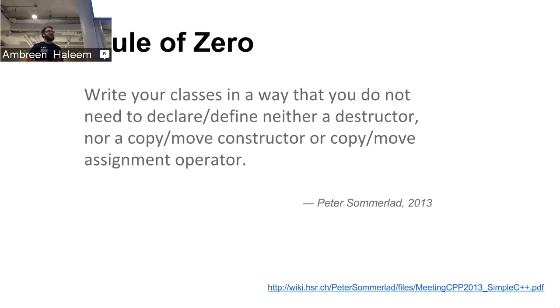The rest of this talk is mostly going to be about where the rule of zero falls down, because if it didn't fall down, you would just use it, and that would be the end of the talk, and it wouldn't be a very interesting talk. Okay, so how do we actually write our classes in this way so that we don't have to define any of these things and we can just take the defaults?